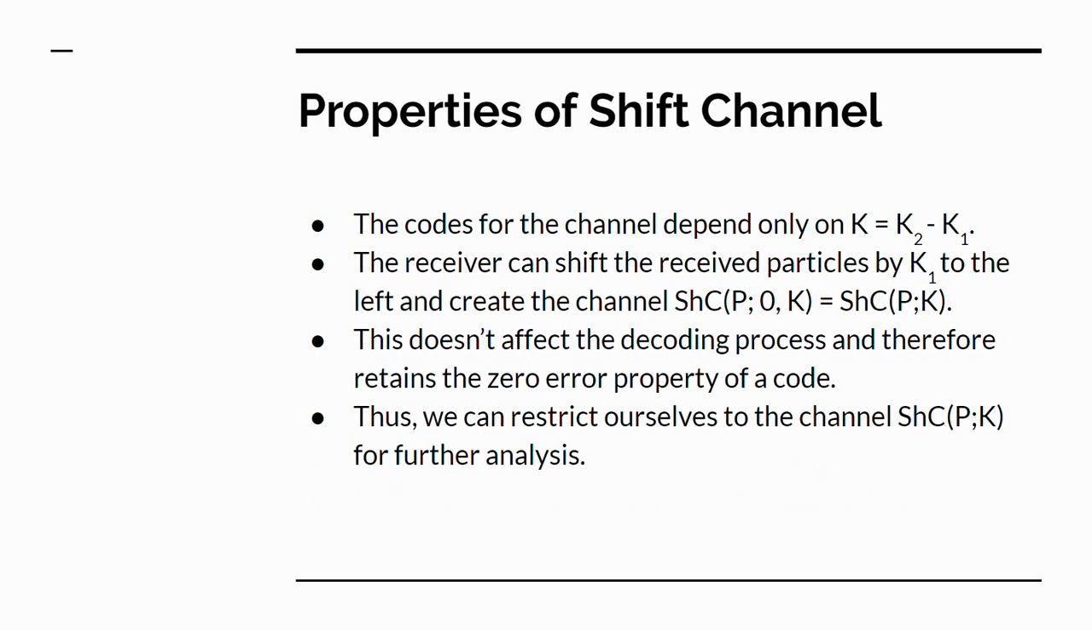Now, since the codes for a shift channel only depend on the difference between k2 and k1, it doesn't depend on the absolute value of k1 and k2. We consider the channel with 0, k instead of the general case of k1, k2, and we restrict ourselves to this for the further analysis.